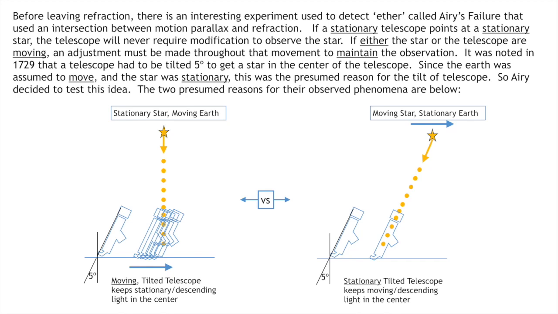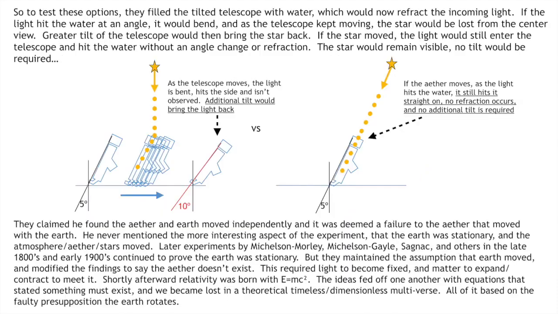Versus the other idea was that light moves straight down through an ether or atmosphere, and it moves independently of the Earth's movement. So in this case here, the light ray is now moving independently across a stationary tilted telescope. Or it could be that they're both moving, but that they're moving independent of one another. So again, we have a potentially stationary tilted telescope, and it keeps the moving or descending light in the center. Those are essentially our two options.